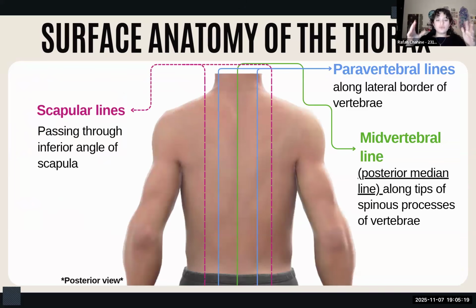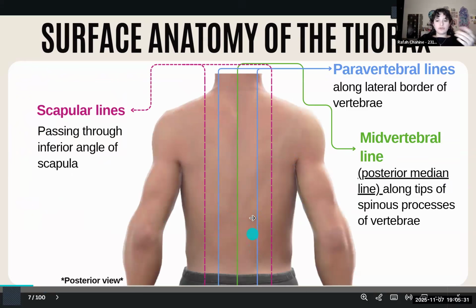Okay. Now, posterior view, we have the vertebrae. We do not have the sternum anymore, right? Now we're looking at the back. In the back, we have the mid-vertebral line, also known as the posterior median line. It's posterior because it's on the posterior, median because it's down the middle, and line because it's a line.